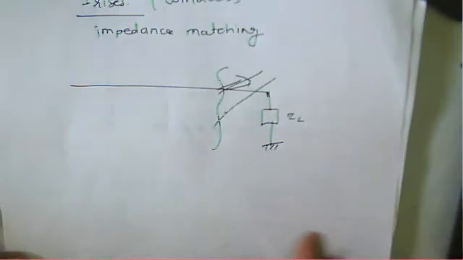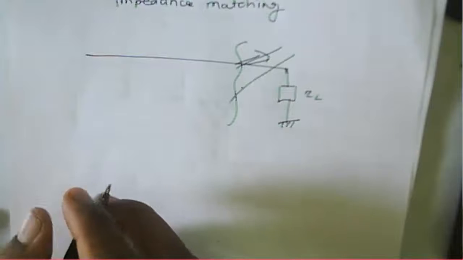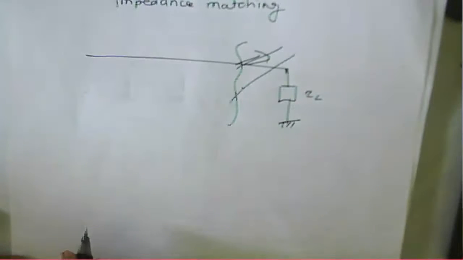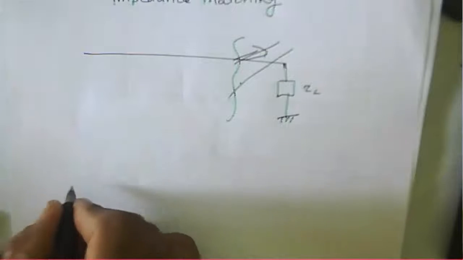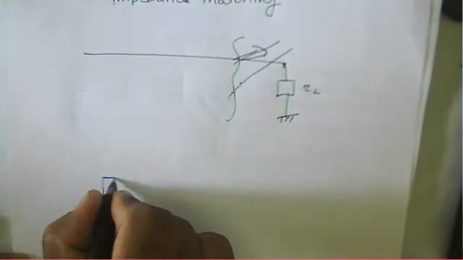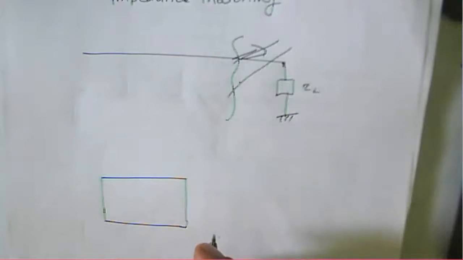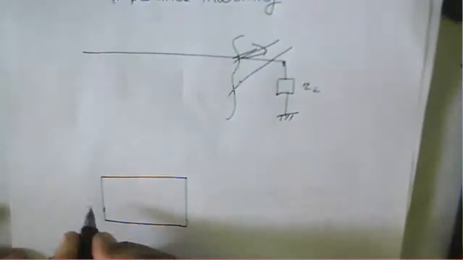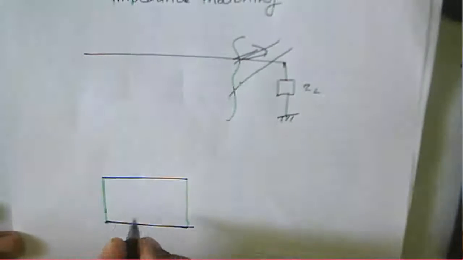An iris is a small obstacle in a waveguide. A small obstacle in a waveguide produces either a capacitive impedance or an inductive impedance. We can see this when we place an iris inside a rectangular waveguide. Suppose we have a rectangular waveguide like this. In this case, this is your electric field component and this is your magnetic field component.